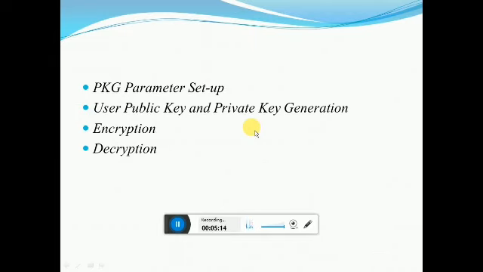In Boneh and Franklin's scheme, once the cyclic groups G and tau and the mapping function beta are decided, then the private key generator proceeds to set up its public parameters. Thereafter, the clients may request the PKG to generate the private keys on their behalf. First, we'll discuss the PKG parameter setup.